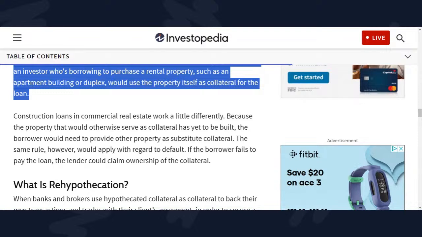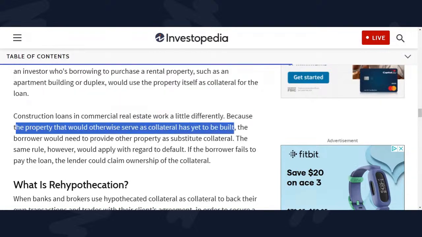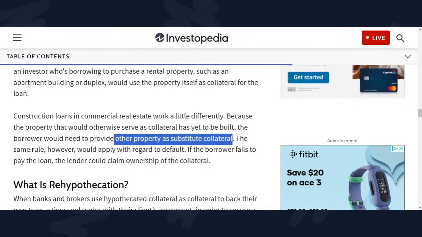Construction loans and commercial real estate work a little differently. Because the property that would otherwise serve as collateral has yet to be built, the borrower would need to provide other property as substitute collateral. Okay? So when the property is already there and you're required to give collateral to securitize a loan to obtain the house, then they've already received the collateral. Don't you get it?